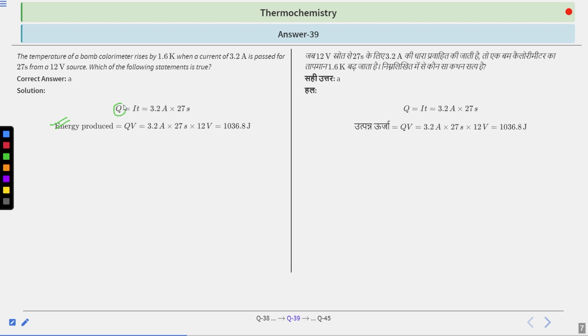So we have calculated Q, because what is current? It is charge passing per unit time. So charge is equal to current into time. Now charge multiplied by the voltage gives us the total work done or the total energy produced. That is 1036.8 joule. Therefore your calorimeter constant will be 1036.8 by 1.6, that is 648 joule per Kelvin. Clear? Simple? Okay, moving on to the next question.